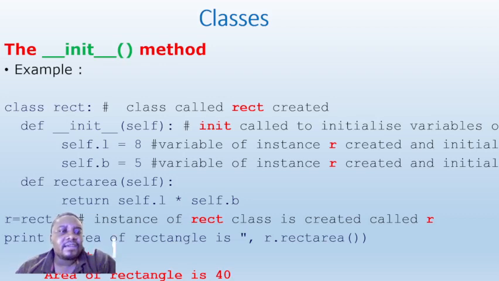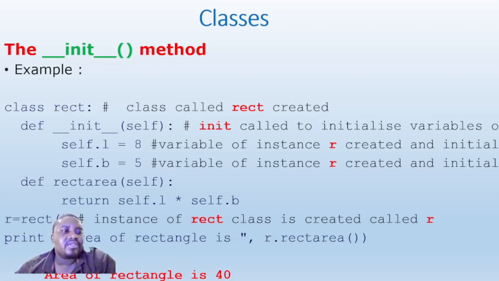So there is self.a that has 8. This is a variable of an instance being created and initialized, and then we have self.b equals 5, a variable of an instance again created and initialized. Then you have a definition area, self, and then return self.a multiplied by self.b. So this is what is going to happen when you return there.